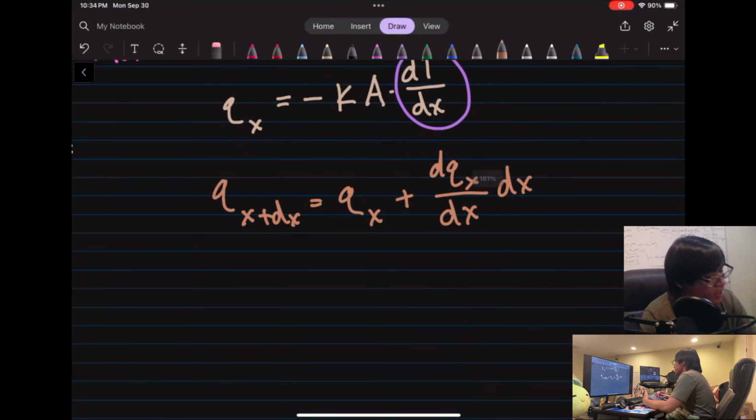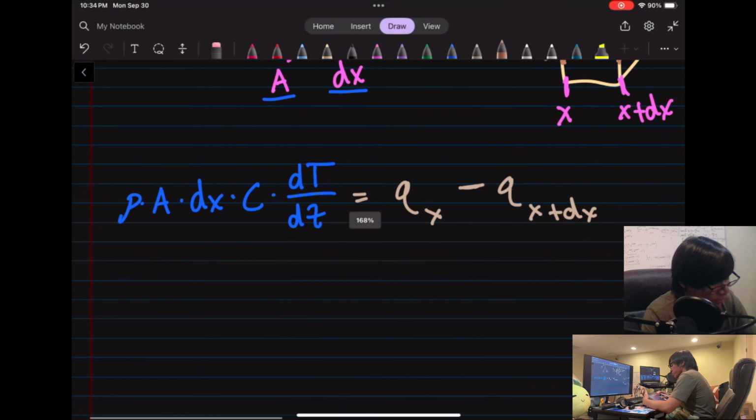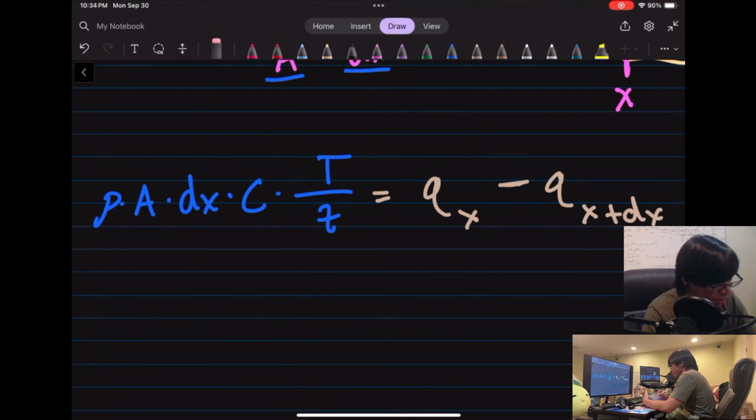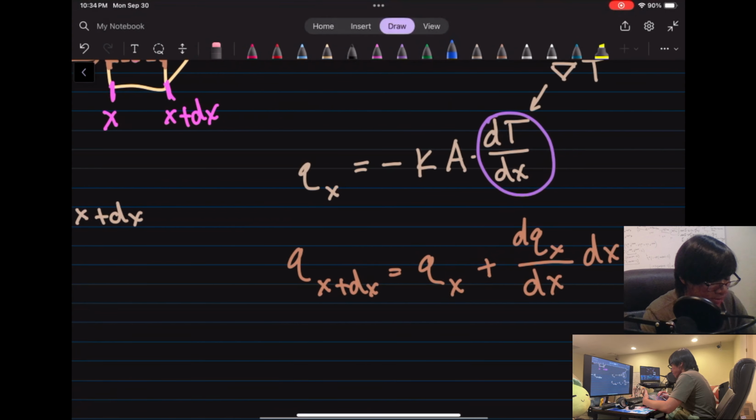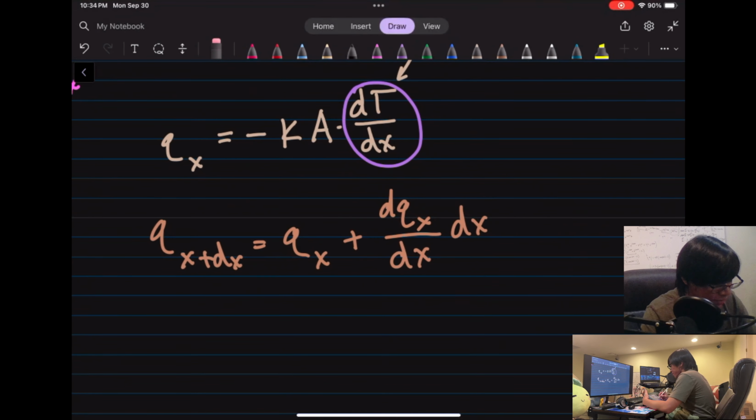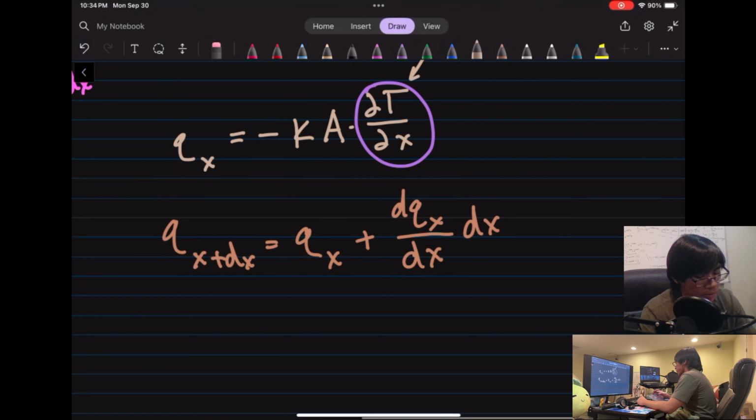And I should mention that these derivatives are partial derivatives. I should write it in the notation you would normally see, but it's force of habit to write it as a d. It is technically a partial derivative, because again, we're taking partial derivatives of temperature with respect to position and time. So that's why they're partial.